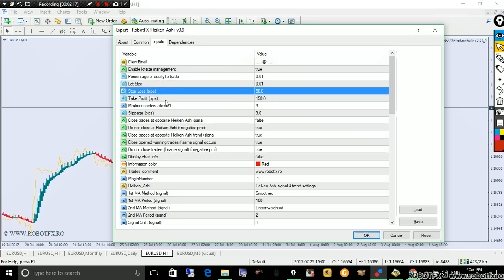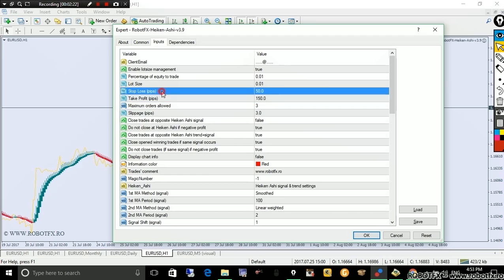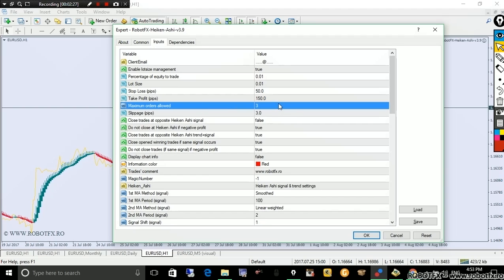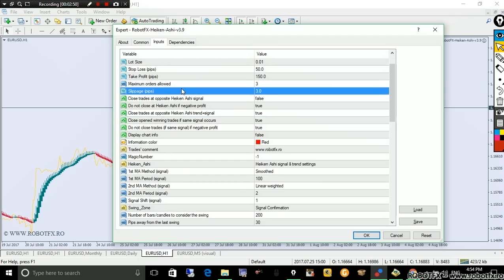The stop loss and the take profit, I guess they are self-explanatory. Their values are in pips. The trader has the option to set the maximum orders allowed by the Expert Advisor to be open at the same time on the chart. That means that after there will be 3 open orders on the chart, the Expert Advisor will ignore all the other trade signals. Slippage is in pips, also self-explanatory.